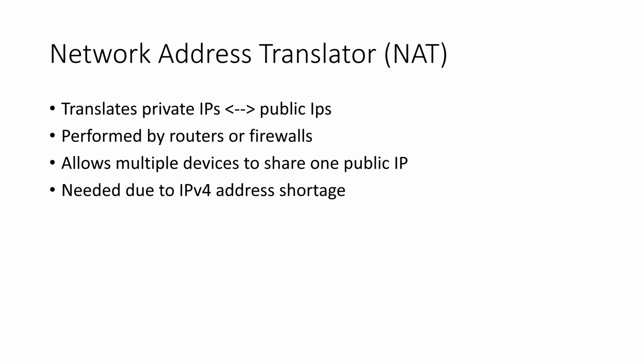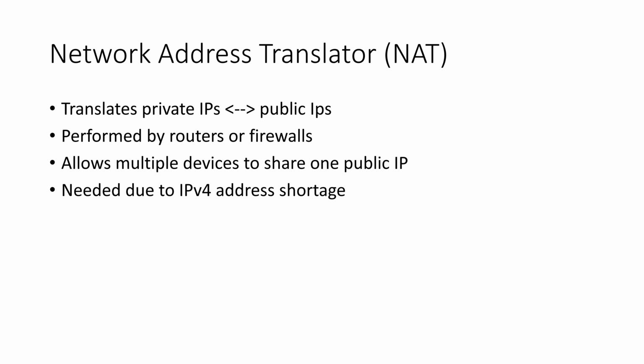Since we don't have enough public IPs for every device in the world, NAT allows homes and offices to use internal private addresses, like one starting with 192.168, and share a public-facing IP otherwise.